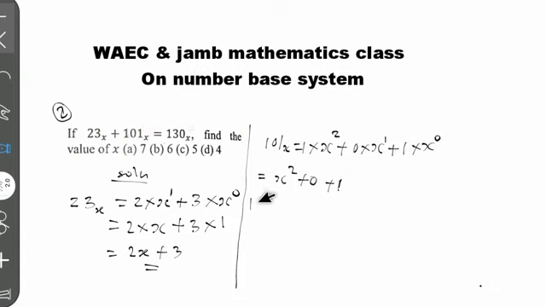So therefore, 101 in base S is equal to S squared plus 1. This one is in base 10, so let me write it as base 10. That means that 101 in base S is equal to S squared plus 1 in base 10. So it's very simple, as simple as that. Now let's go to the last one.